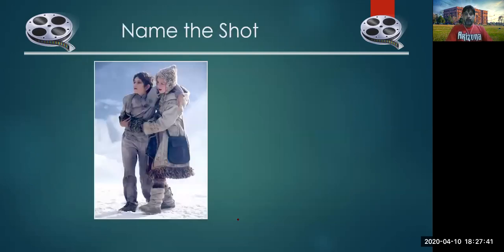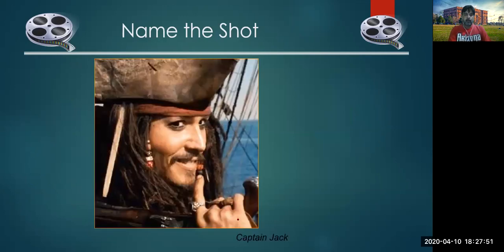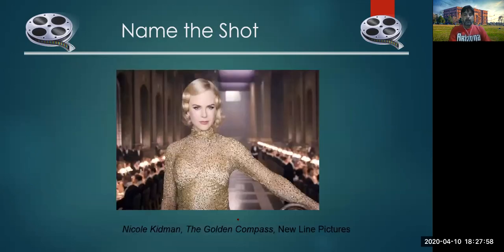So there are some shots. Let's name the shot. There are two people in this shot. They are fully exposed in this camera. What is this shot? You need to name it. Again, this is a very close shot. What type of shot is this? You have to name it. We have talked about them.